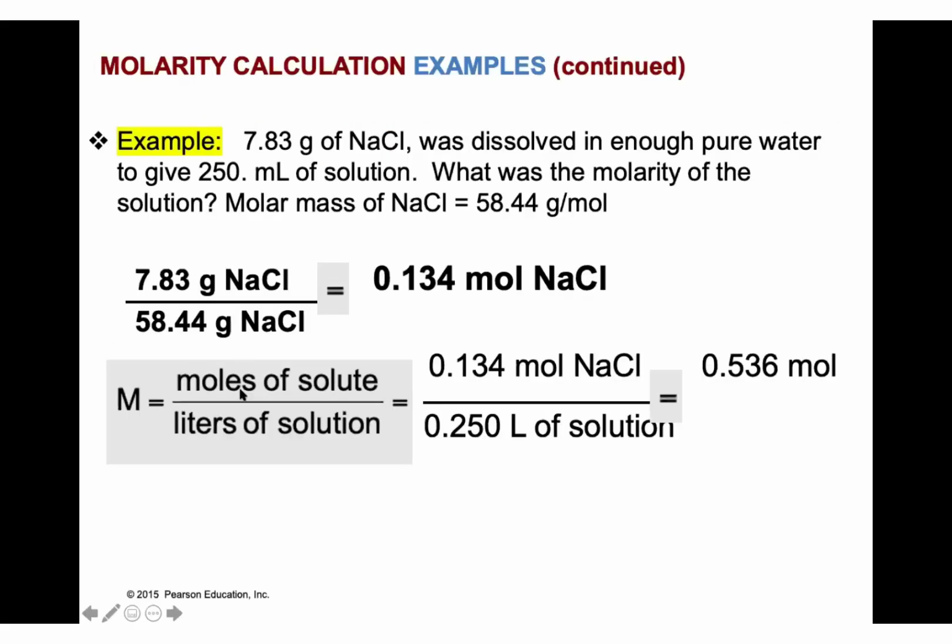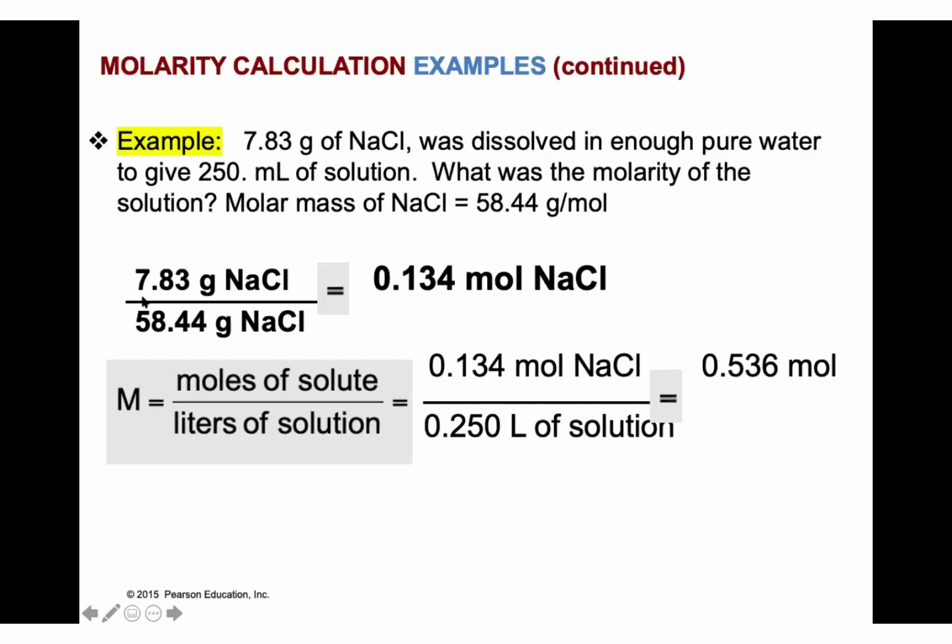Know that the molarity is moles of solute per liter of solution. So I already have milliliters. Should I put it here? I should first convert it to liters, divide by 1000, then I put it here. So should I put this 7.83 grams of NaCl here? No, I should first convert to moles.